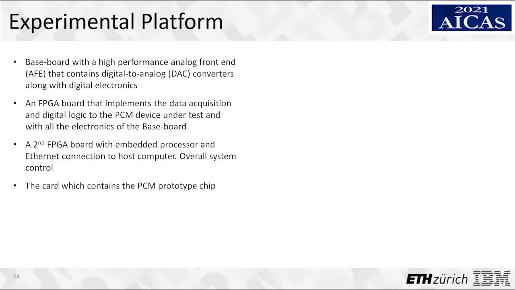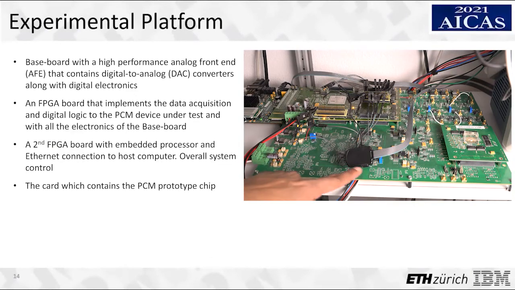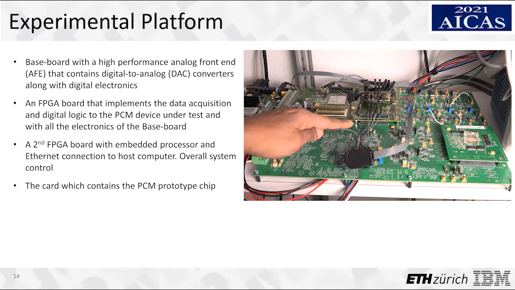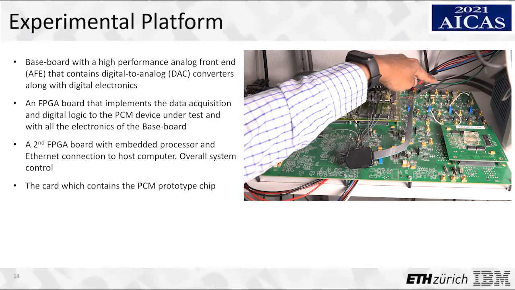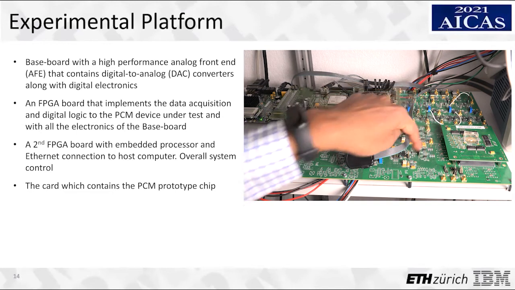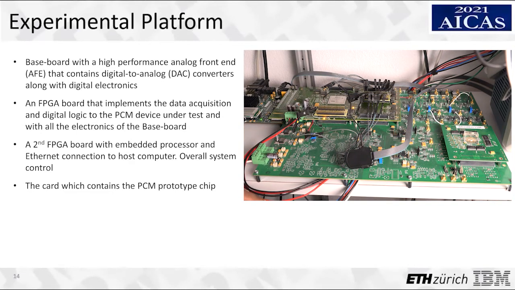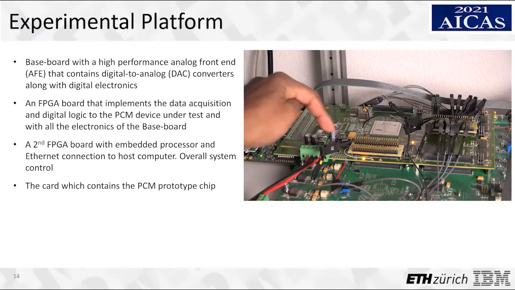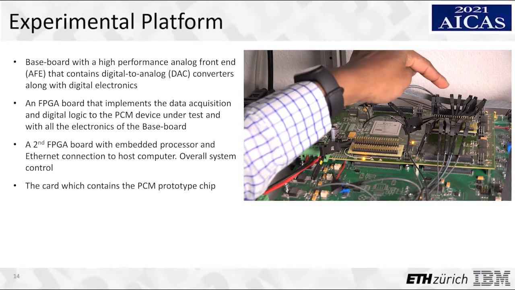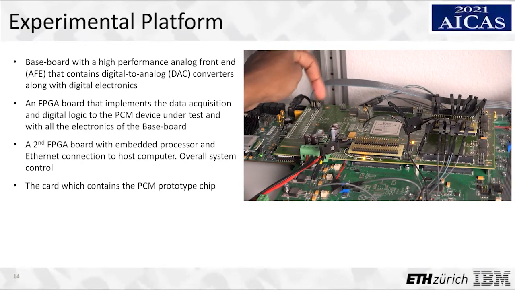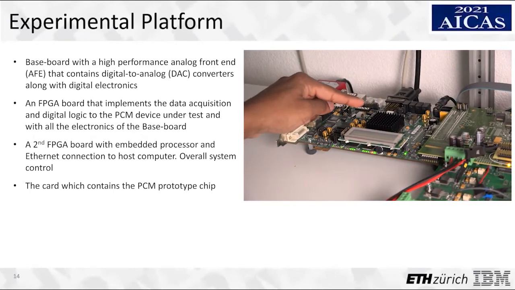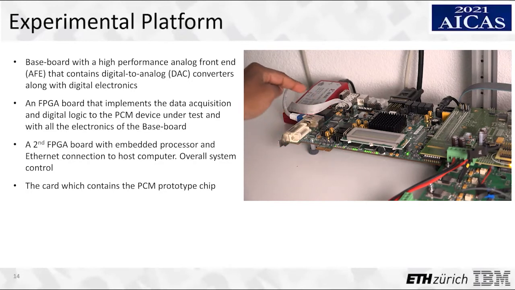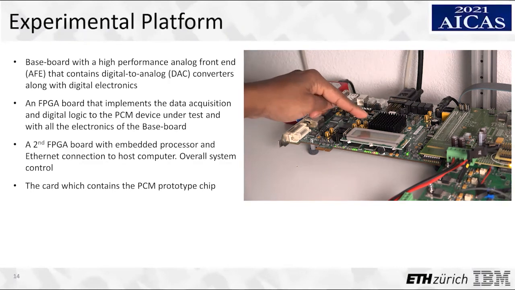Our experimental platform comprises a baseboard, and this baseboard has a high-performance analog front end that contains digital to analog converters, along with the digital electronics such as power supplies, voltages, and current references. Secondly, it has an FPGA board that implements the data acquisition and digital logic to interface with the PCM device under test and with all the electronics of the baseboard. Thirdly, it has a second FPGA board with an embedded processor and an internet connection that implements the overall system control and data management, as well as the interface with the host computer.